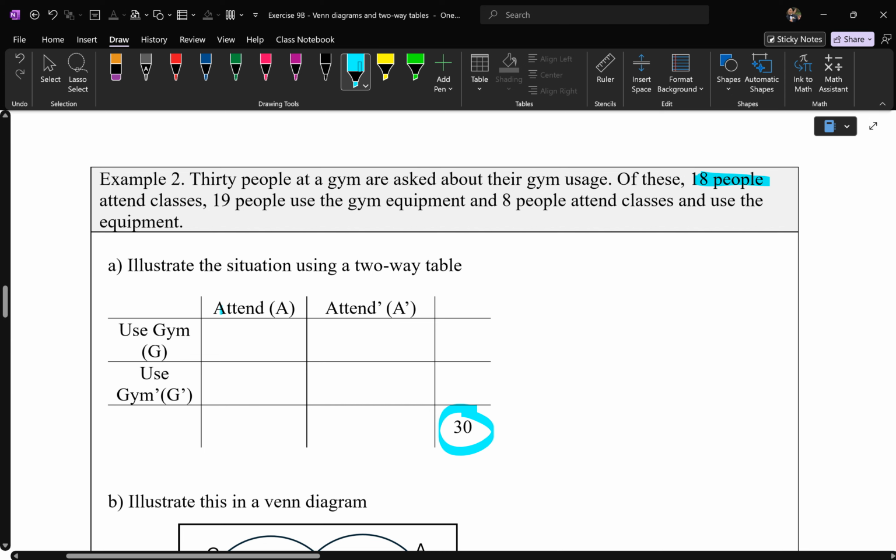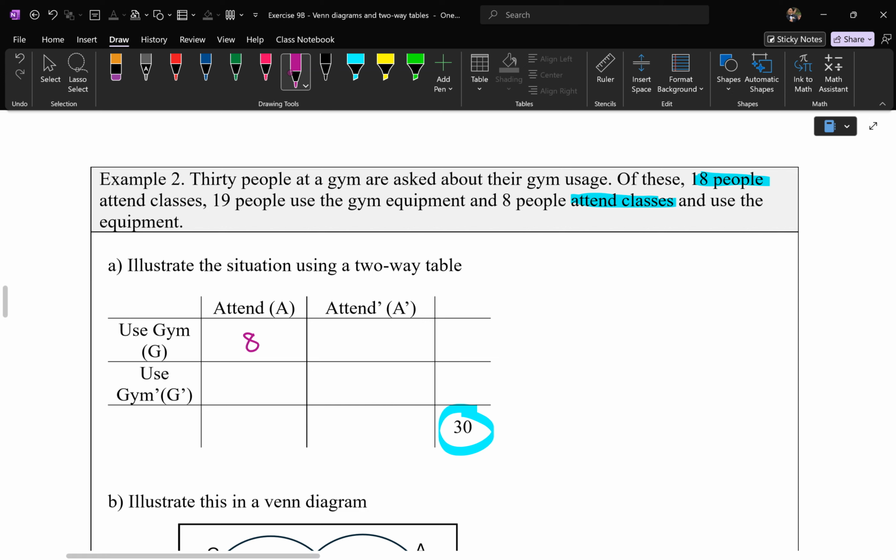So you have either attend or gym. So you can attend and not attend. You can use the gym equipment and not use the gym equipment. Okay, so what we know is that 8 people attend the classes and use the equipment. So I know this must be 8. They both attend and they use the equipment.